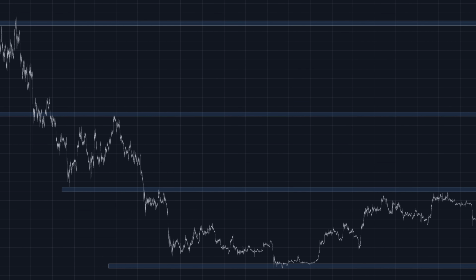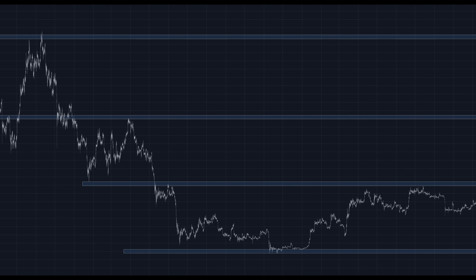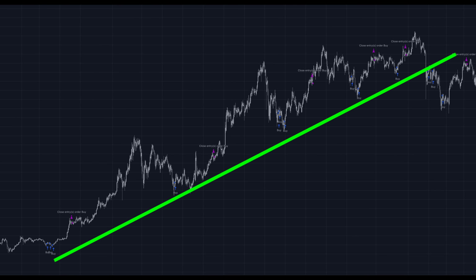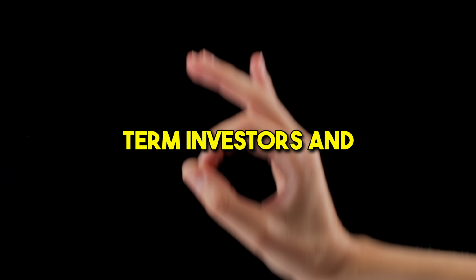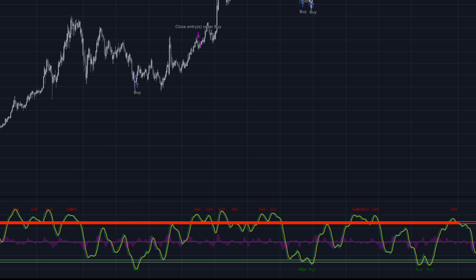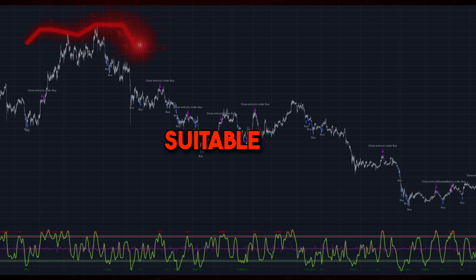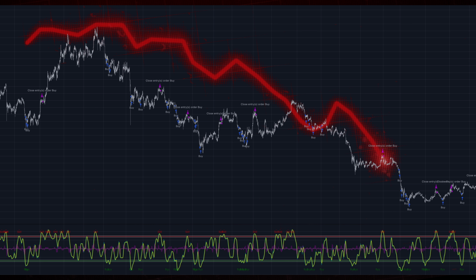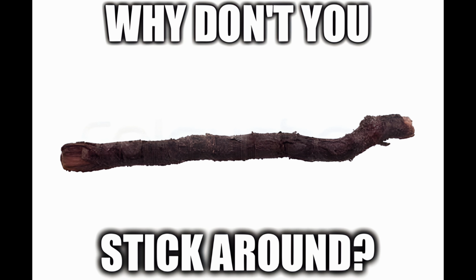In our case, we won't be targeting specific price levels, but rather we'll focus on benefiting from price swings in trending markets. This approach is ideal for shorter-term investors and traders looking to capitalize on oversold and overbought price levels. This method is also suitable for shorting the market. Stick around, and I'll explain everything you need to know about it.